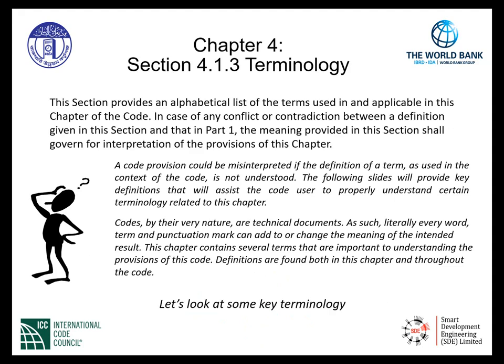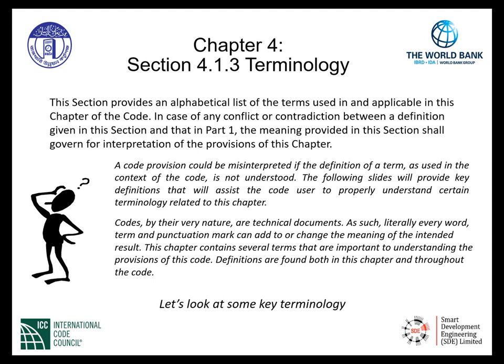This section provides an alphabetical list of the terms used in and applicable in this chapter of the code. In case of any conflict or contradiction between a definition given in this section and that in Part 1, the meaning provided in this section shall govern for interpretation of the provisions of this chapter. This is very specific in that any definitions are specific to this chapter.